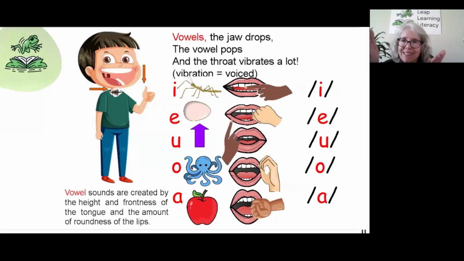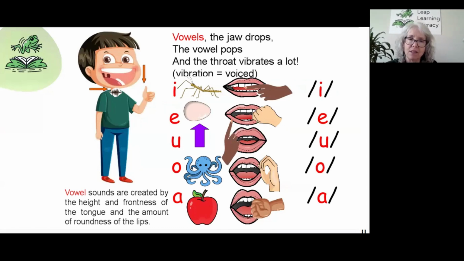How are vowels different from consonants? All speech sounds or phonemes make vibration because all sound vibrates. But some sounds or phonemes vibrate more than others, and we call them voiced. If they don't vibrate as much, we call them unvoiced. We'll talk about this more with consonants.